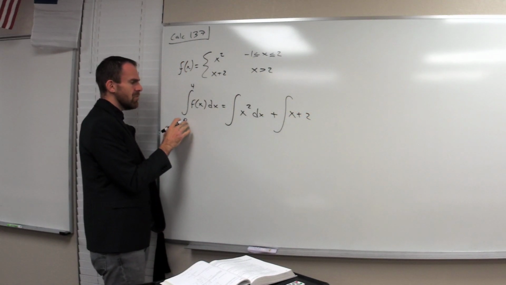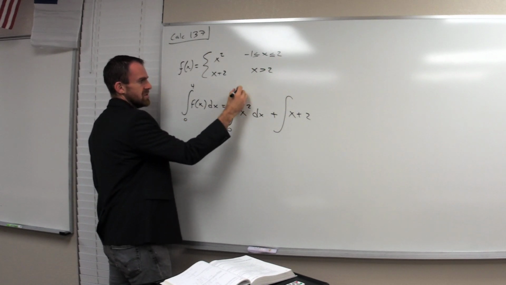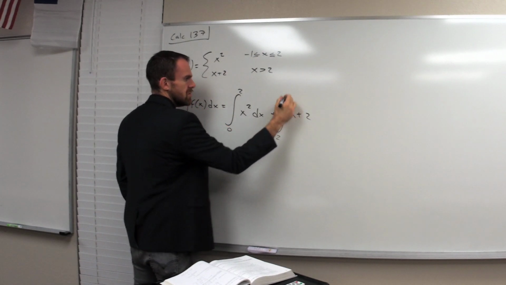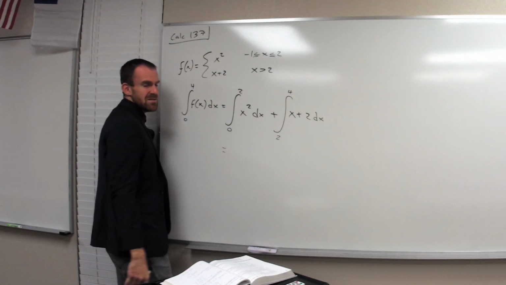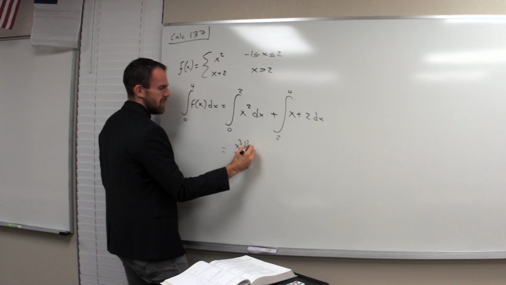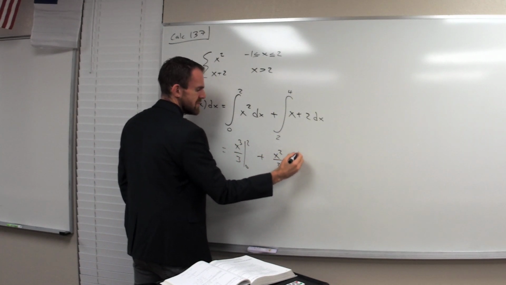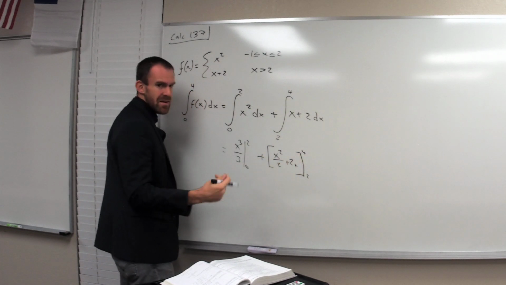What are the bounds going to be? Well, this is valid up to 2, so I'll do from 0 to 2. And this is valid for x is greater than 2, so I'll do 2 to 4. From there, you'll integrate and add as normal. So this is x cubed over 3 from 0 to 2. This is x squared over 2 plus 2x from 2 to 4. And evaluate.